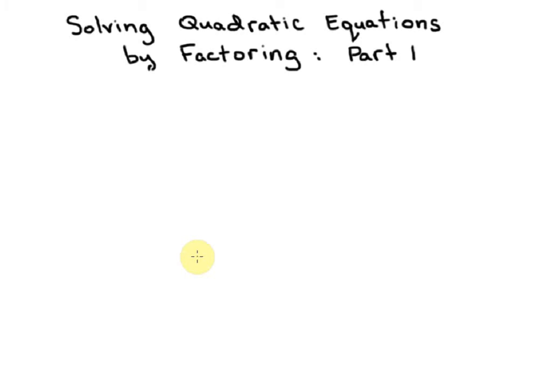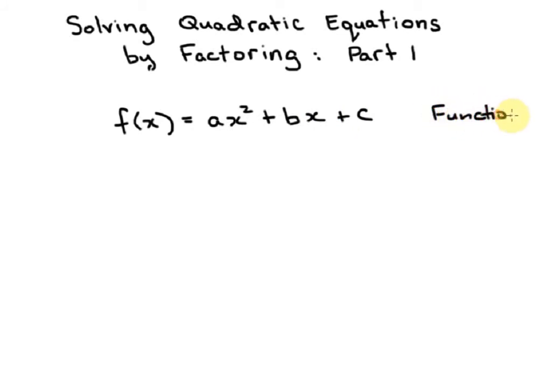All right, this is Solving Quadratic Equations by Factoring Part 1. And what I'm going to do is start off by just making sure we're clear on the difference. If you have something like this, f of x equals some sort of a quadratic looking function on the right, this is a function. It's a quadratic function. Now, the reason it's not an equation, let me show you the difference.